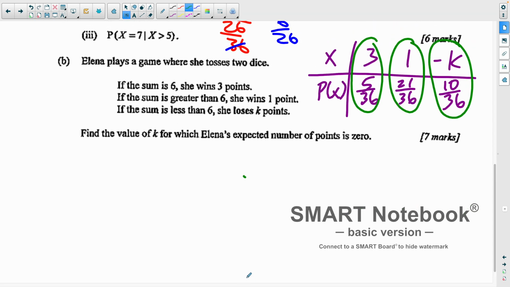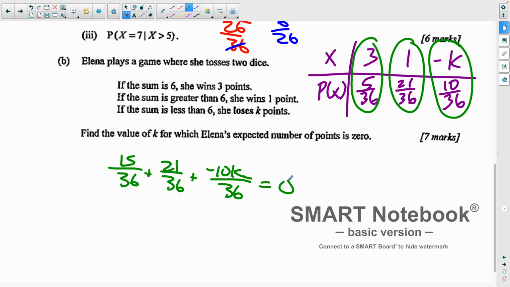So 3 times 5 over 36 is 15 over 36. I like multiplying by 1, that's easy. 21 over 36 plus negative 10K over 36. And that should equal my expected value, which is 0 in this case. All right, that's where these numbers came from, what I did there.